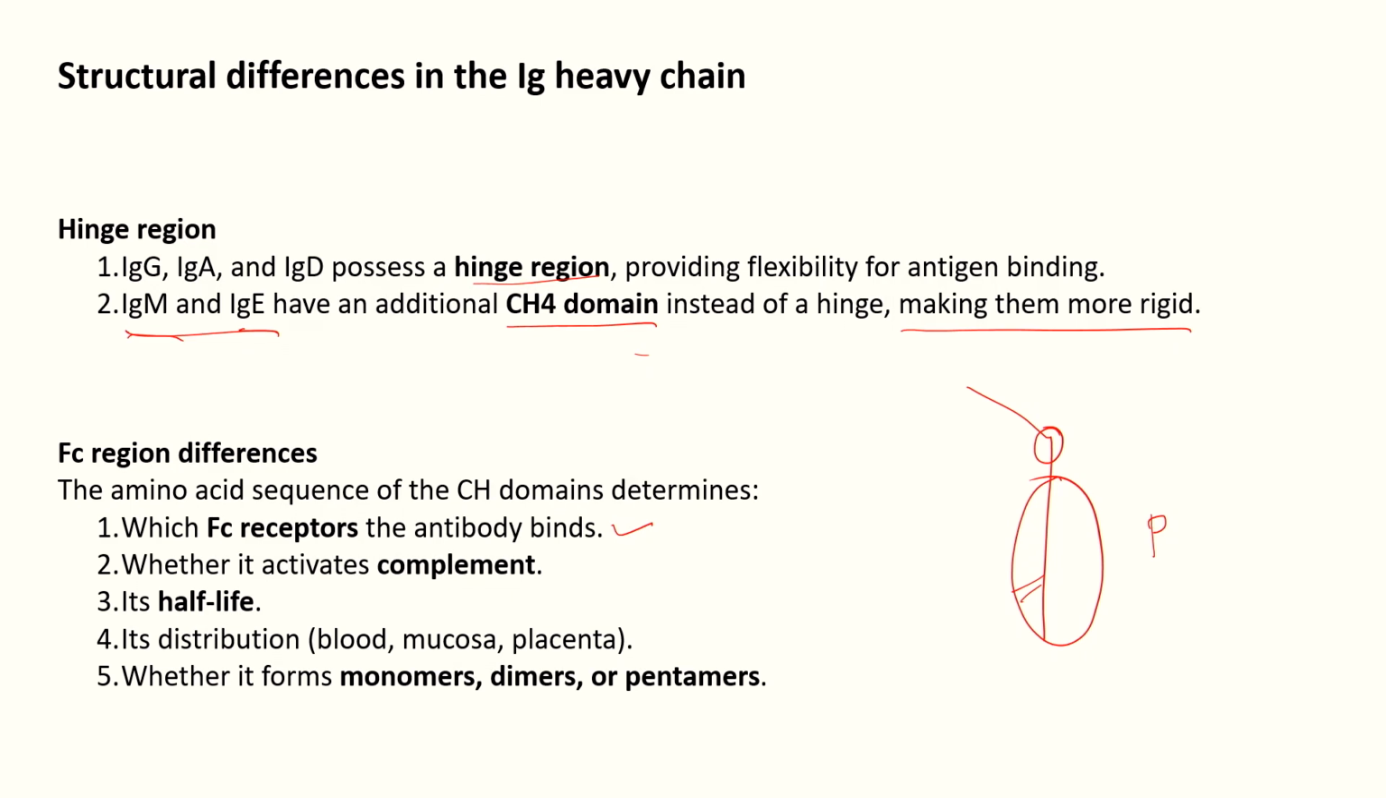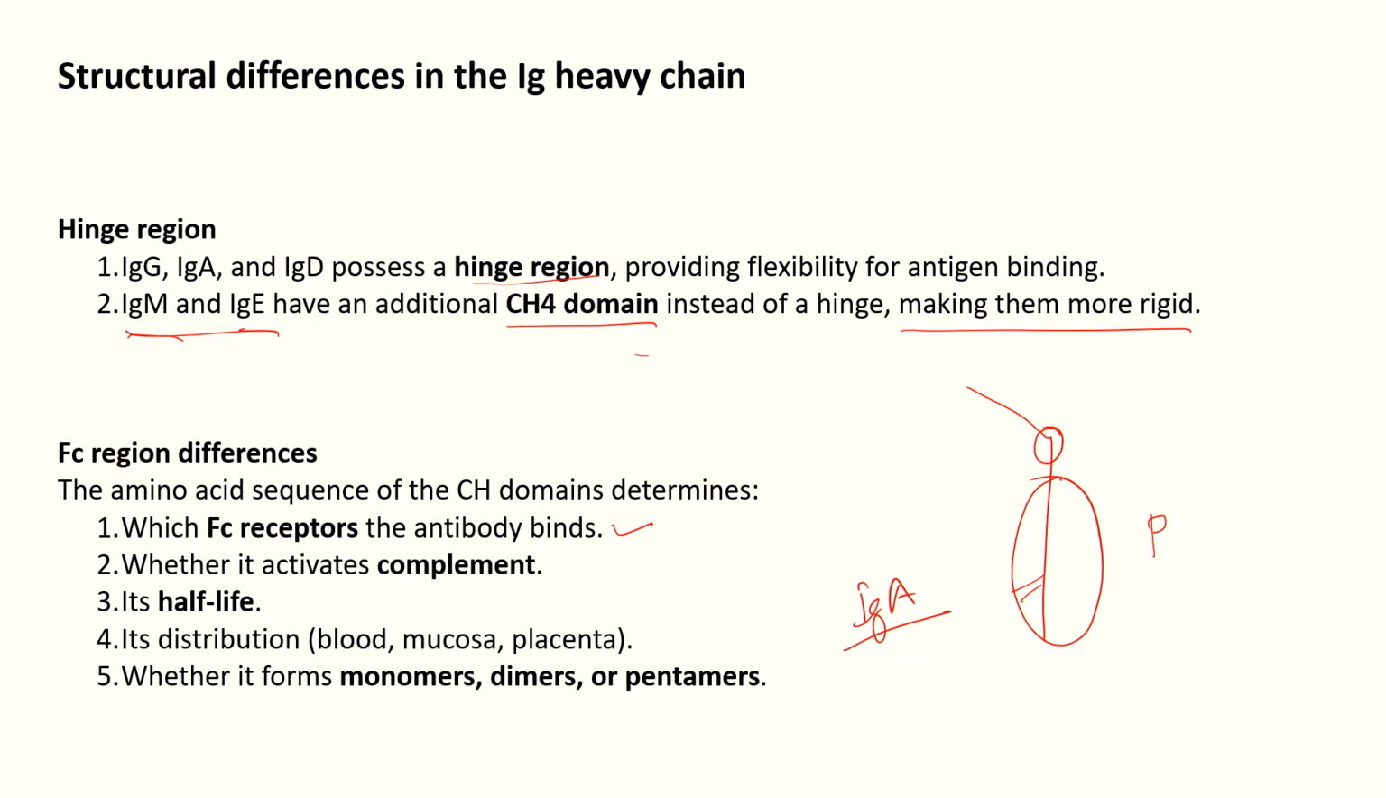How it is distributed is also very important. These immunoglobulins are distributed in blood or mucus. For example, IgA is more in the mucus area or the secretory area. How these are different as compared to blood-specific immunoglobulins or the placenta-specific immunoglobulin depends upon these FC region amino acid sequences. So defining this is very important.